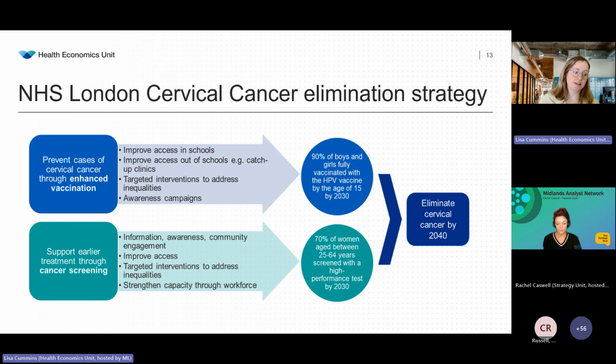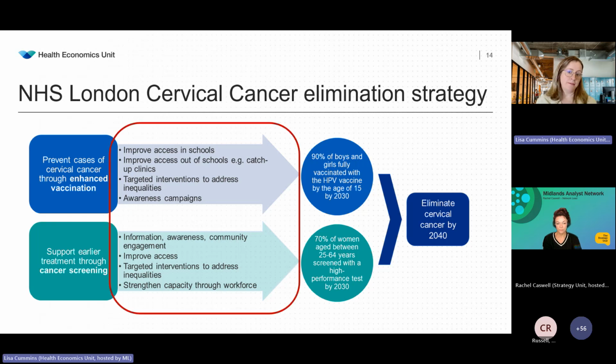And in addition to that, they also wanted to increase cervical screening. Again, they were planning to introduce a series of initiatives or strategies to increase screening coverage to 70% for women aged between 25 and 65 years. And they hoped that by doing this, they would eliminate cervical cancer by 2040. So these were the set of initiatives that they planned to introduce.